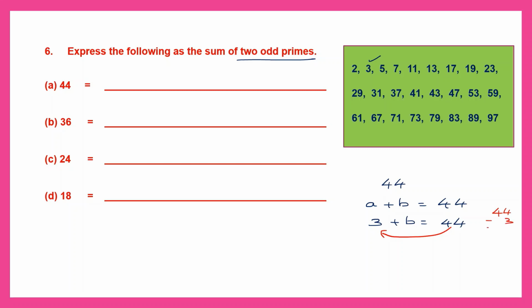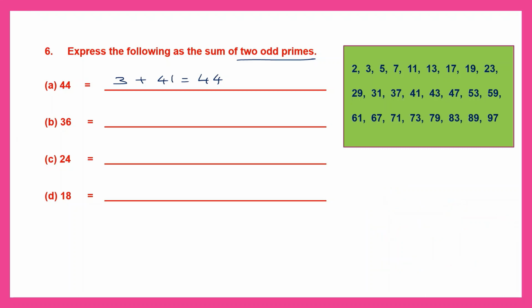44 minus 3, what do we get? 4 minus 3 is 1 and 4 here, 41. Now we've got 41. We need to check to see if 41 is a prime number. Yes, 41 is a prime number. So we can say 3 plus 41 is equal to 44. So what have we got? We have two prime numbers and both are odd and they add up to give us 44.